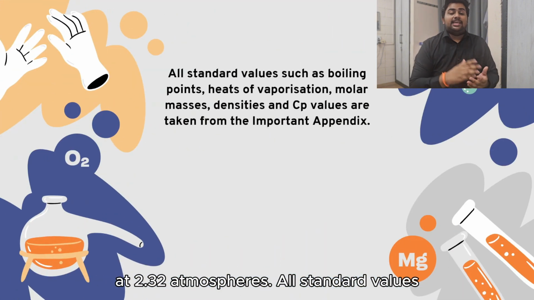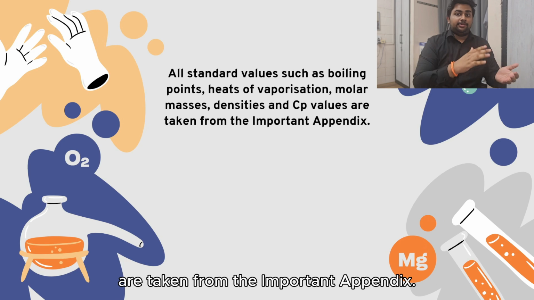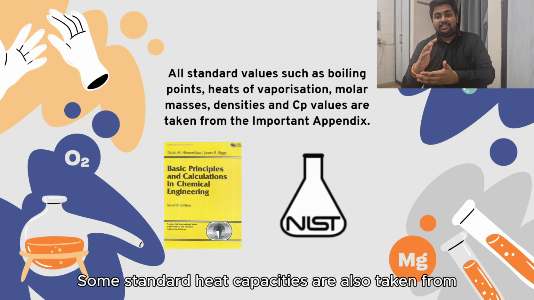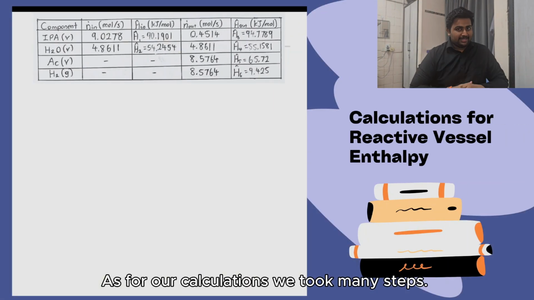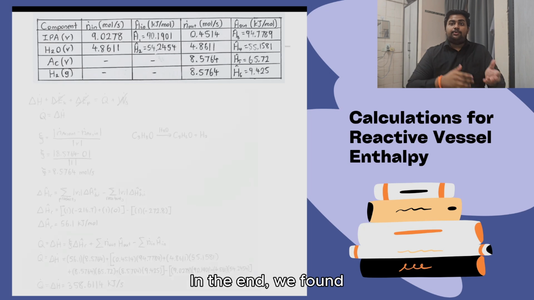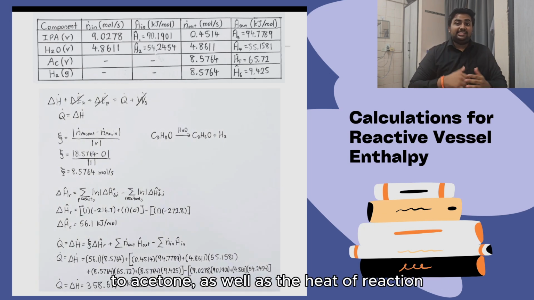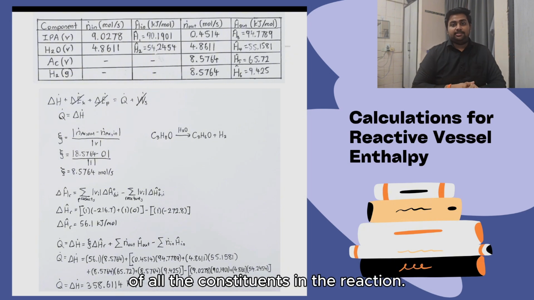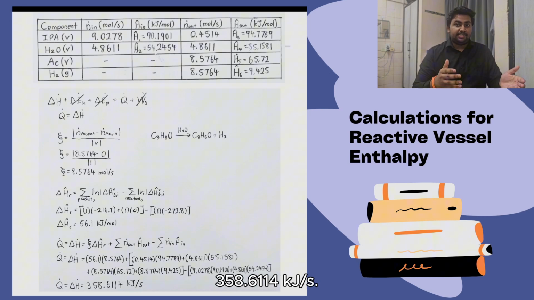All standard values, especially standard heat capacities, are taken from the appendix. Some standard heat capacities are also taken from the NIST Webbook. As for our calculations, we took many steps. In the end, we found the extent of reaction of dehydrogenation of IPA to acetone, as well as the heat of reaction based on the heats of formation of all the constituents in the reaction. Our final enthalpy that we got is 358.6114 kilojoules per second.